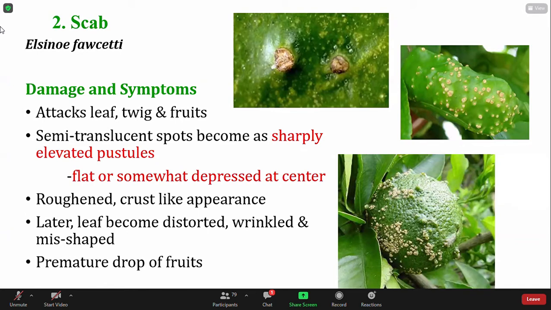And later, leaves become distorted, wrinkled, and misshapen. The premature drop of fruits can be expected. This is the infestation in the fruit, and this is from the picture of the leaf, right? You have, I'm telling again, you have to make it clear. Flat or somewhat depressed at center and roughened crust-like appearance around the center, right?